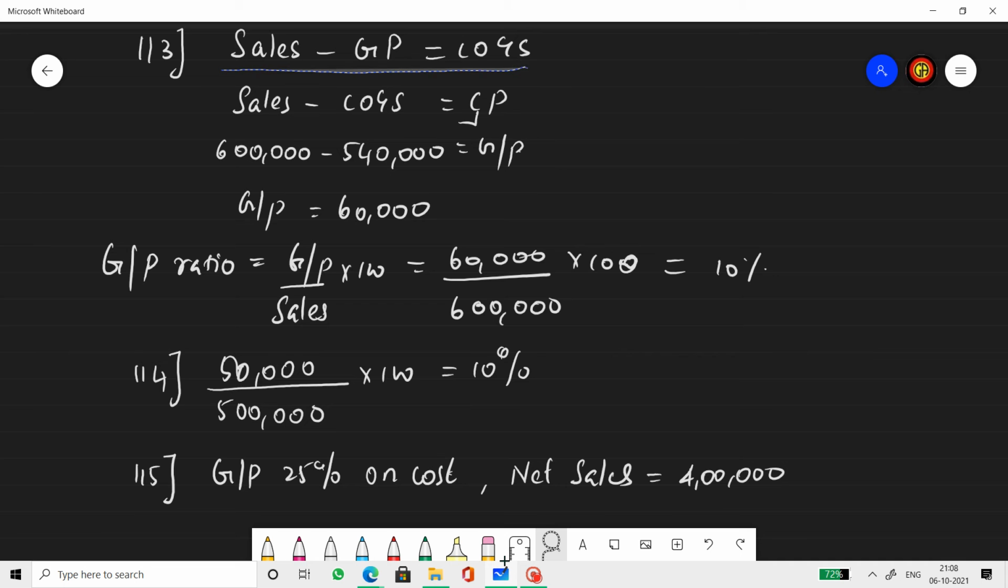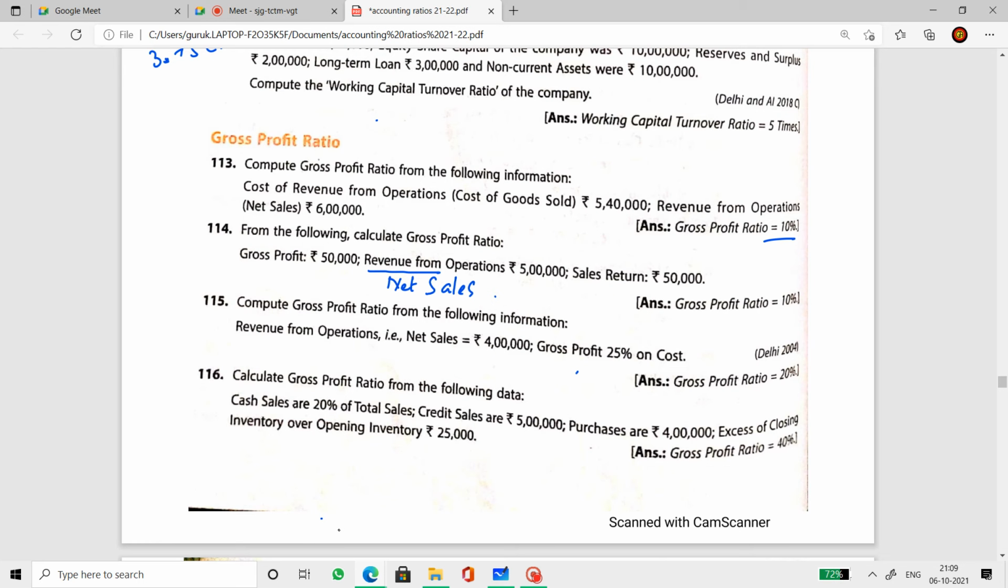Sales minus GP is COGS. Sales or net sales is given as 6 lakhs. COGS is given as 5 lakh 40. So gross profit will be 60,000. Gross profit ratio is gross profit by sales into 100. 60,000 by 6 lakh into 100, 10%. This is question number 130. Now 140.